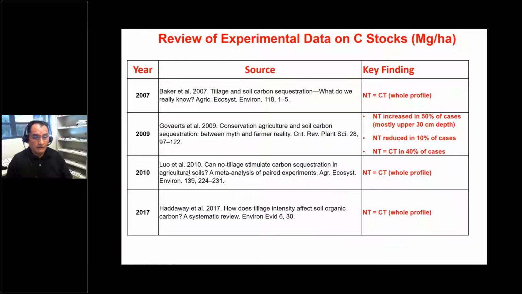And then Liu in 2010 found no differences as well between no-till and CT for the whole profile. What's the whole profile? Some studies have sampled down to 60 centimeters or some to 100 centimeters, about 1 meter. Then recently, Hathaway et al. looked in a bit more detail at how tillage intensity affects carbon accumulation, because a lot of times we compare no-till against moldboard plow, which are two extremes, right? And then what about systems in between? But again, they found that there are no differences in carbon stock between NT and CT for the whole profile.